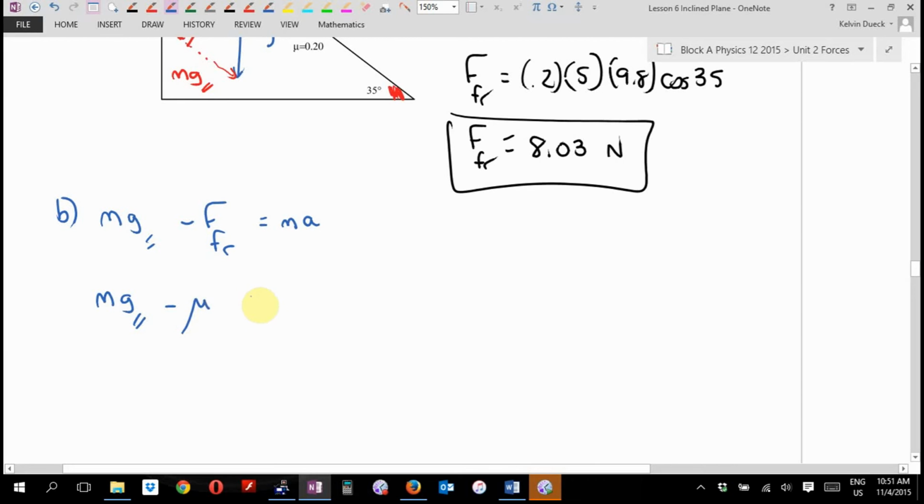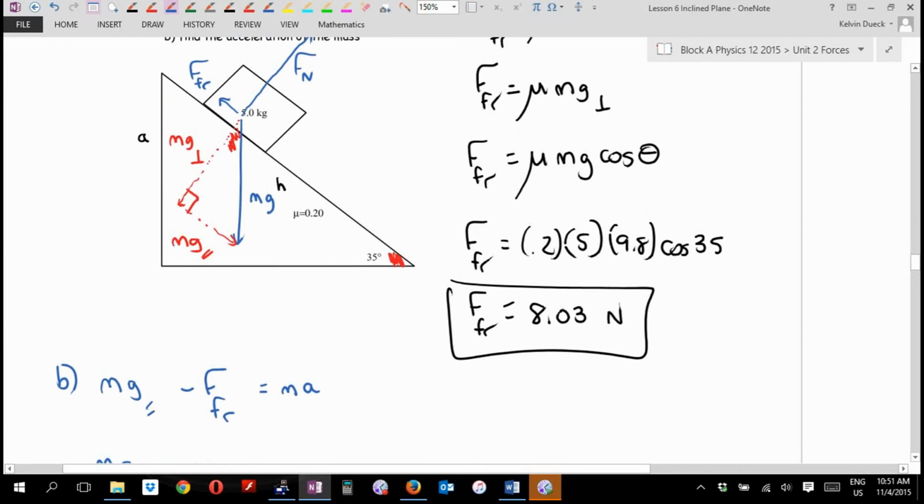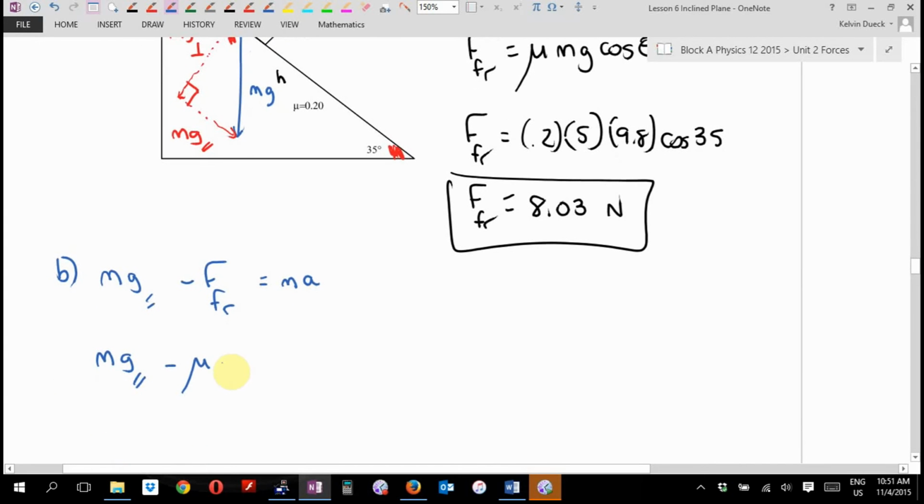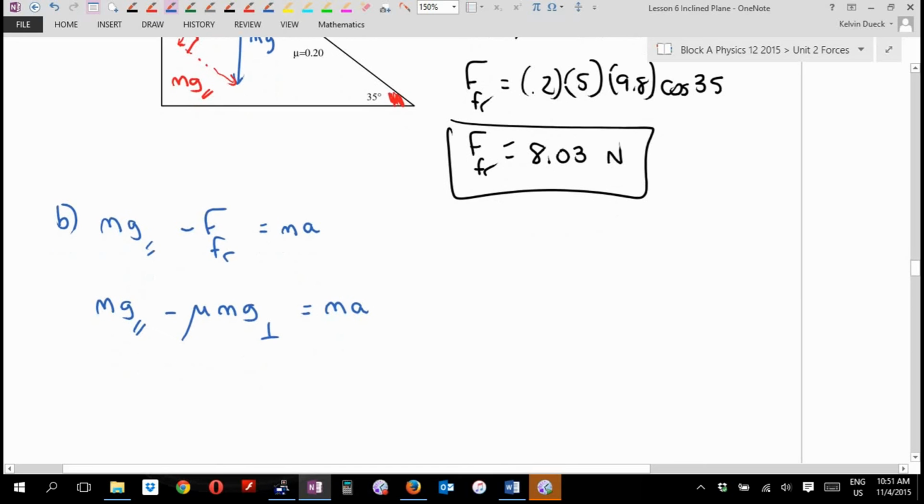Mu times, I don't know the normal force. Oh, but look. I know another force the same size as the normal force. So it would be mu mg perpendicular equals ma. Those of you that are particularly astute might already notice, I think the masses are going to cancel. We'll cancel them in just a second.